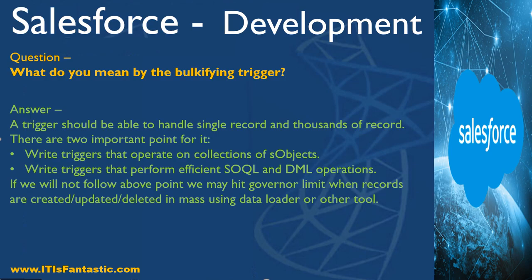What do you mean by bulkifying a trigger? A trigger should be able to handle a single record and thousands of records. There are two important points for it. Writing triggers that operate on collections of sObjects. Writing triggers that perform efficient SOQL and DML operations. If we do not follow the above points, we may hit governor limits when records are created, updated, or deleted in mass using Data Loader or other tools.